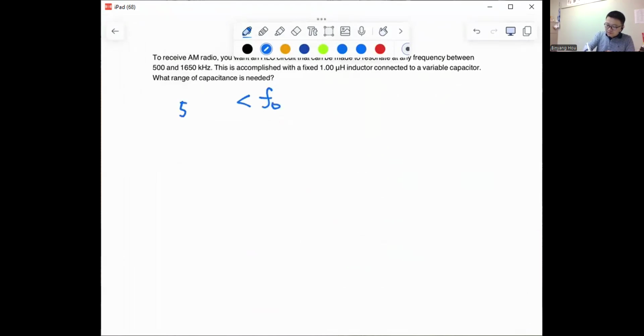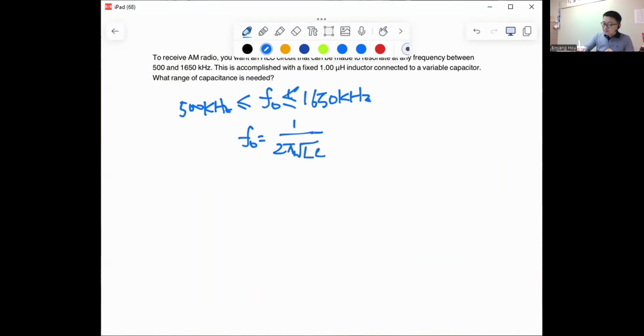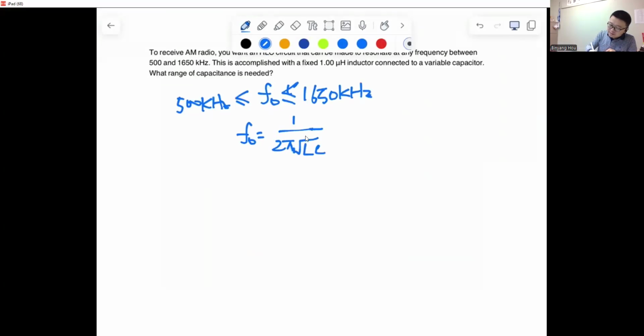It has a range of 500 kilohertz to 1650 kilohertz. Basically, f naught is equal to 1 over 2 pi square root of LC. We are given that L is fixed. Now, what's the range of C? We can replace f naught with this expression. This is going to be just 500 kilo, so let's put 10 to the third there and forget about the units for right now.